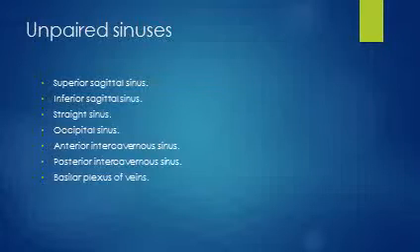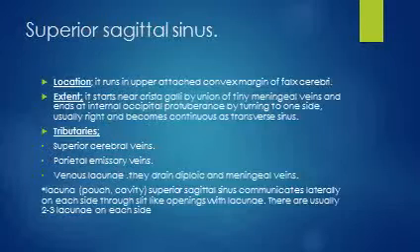While some important unpaired sinuses which are present in the median plane are superior and inferior sagittal sinus, straight sinus, occipital sinus, anterior and posterior intercavernous sinuses, and basilar plexus of veins. We will discuss all the important sinuses one by one.